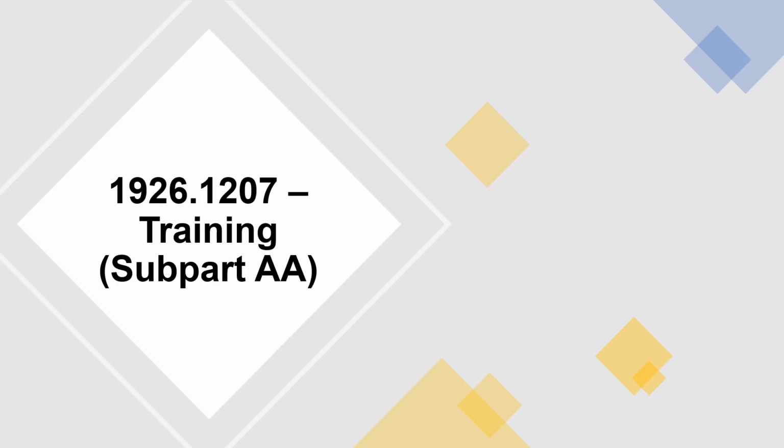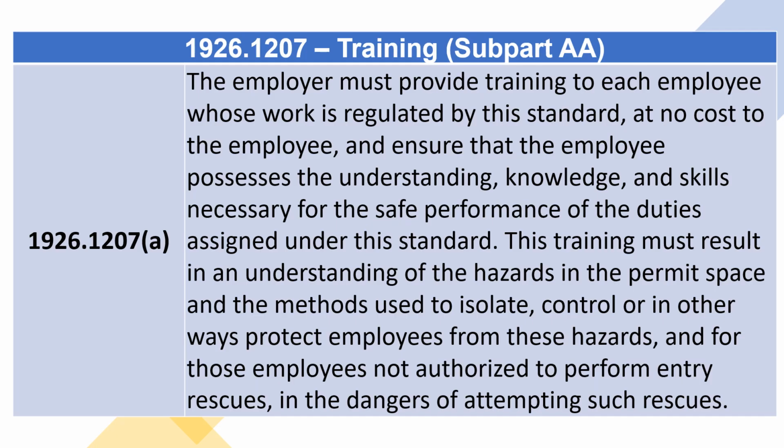1926.1207 Training. (a) The employer must provide training to each employee whose work is regulated by this standard, at no cost to the employee, and ensure that the employee possesses the understanding, knowledge, and skills necessary for the safe performance of the duties assigned under this standard. This training must result in an understanding of the hazards in the permit space and the methods used to isolate, control, or in other ways protect employees from these hazards, and for those employees not authorized to perform entry rescues, in the dangers of attempting such rescues.